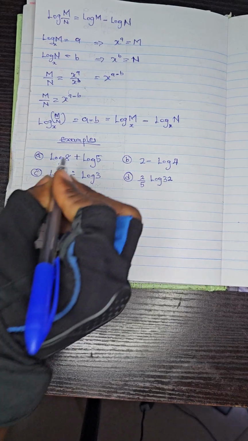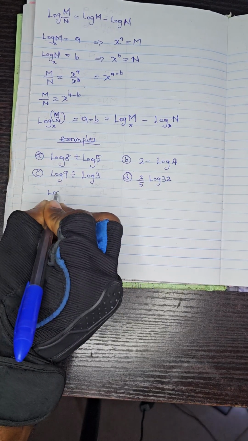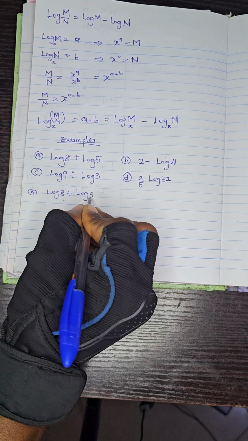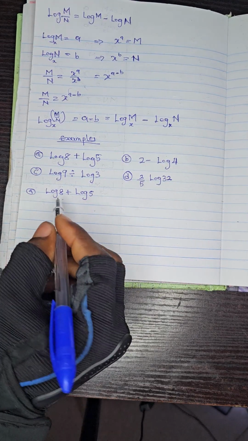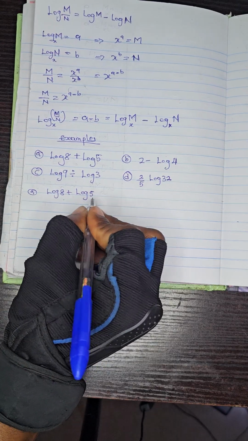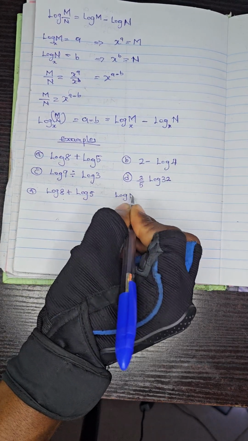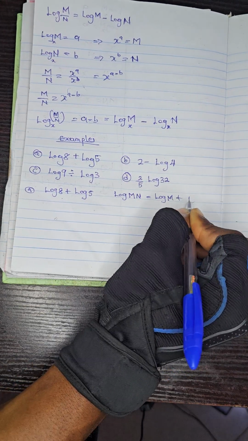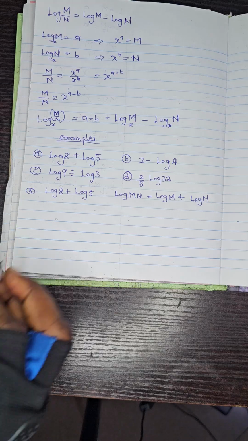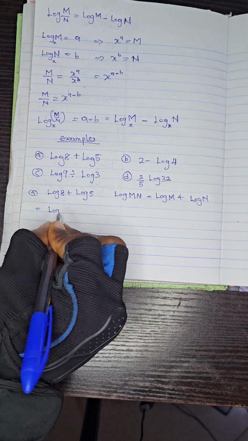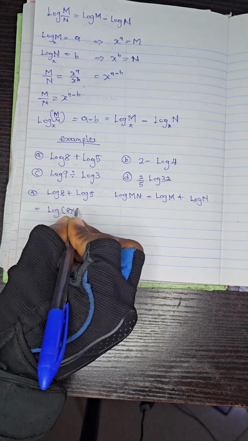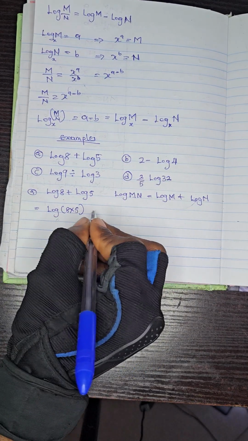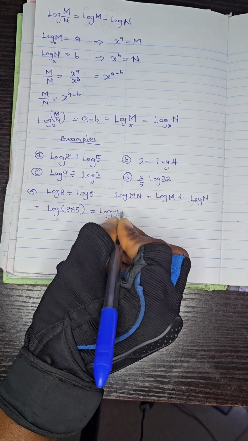So the first example says log 8, that's a, plus log 5. This is our first rule, which says that log mn is equal to log m plus log n. So this is simply log of 8 times 5, which is mn. Now it's in this form. We will now take it back to this form. So this is log 40.